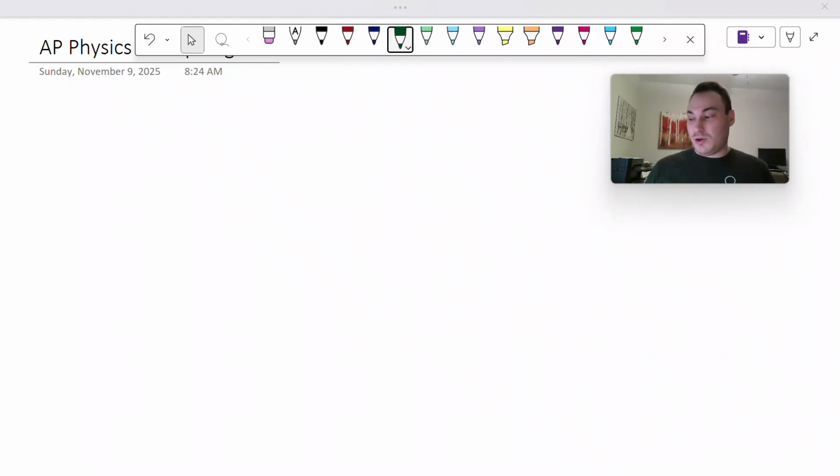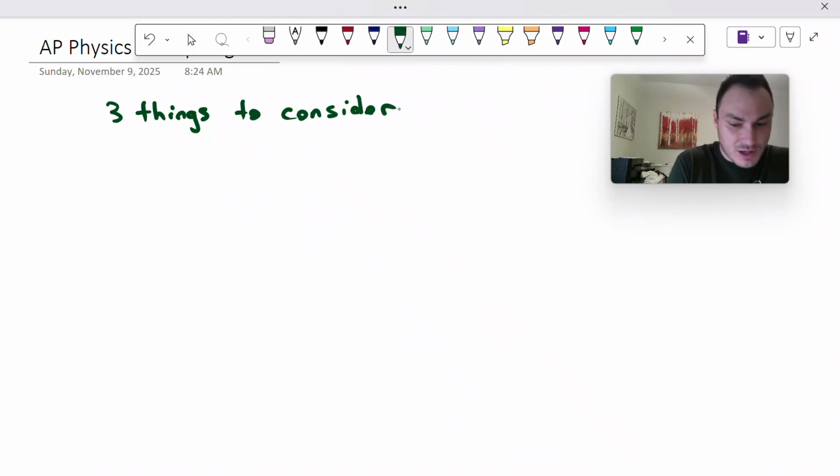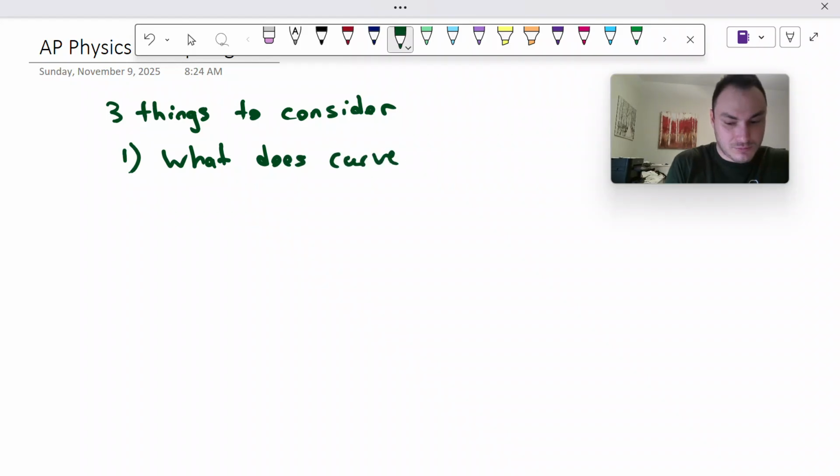Okay, so when you get a graph in AP Physics 1, there are many things that graph can tell you. From here on out, whenever you get a graph, there are 3 questions that you should ask yourself. 3 things to consider. Thing number 1 is, what does the curve tell me? This one's the easiest one.